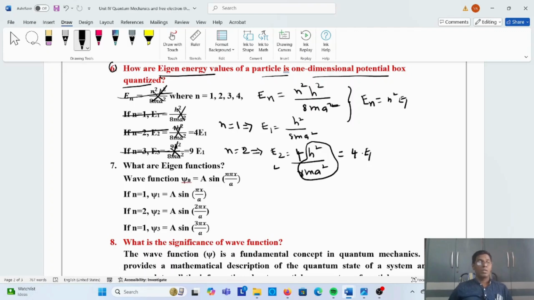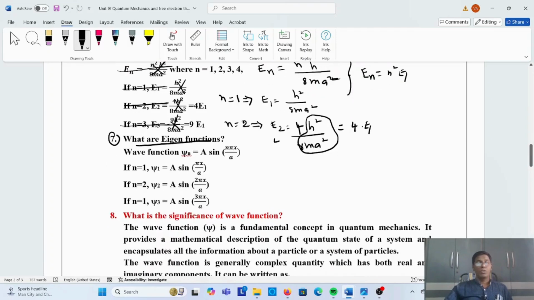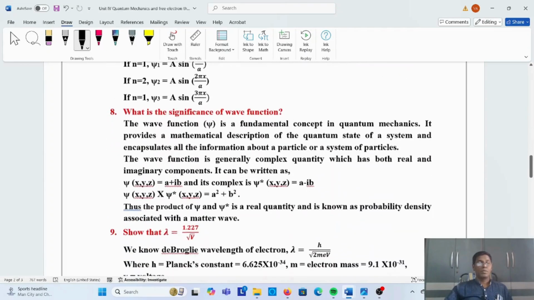Then coming to the next question, question number 6. What are eigenfunctions? This eigenfunction equation also comes from the particle in a one-dimensional potential well. Now we are writing the equation psi n is equal to root of 2 by a into sine of n pi x divided by a. In this equation substitute n is equal to 1, n is equal to 3 and so on. We will get different values for the eigenfunctions.